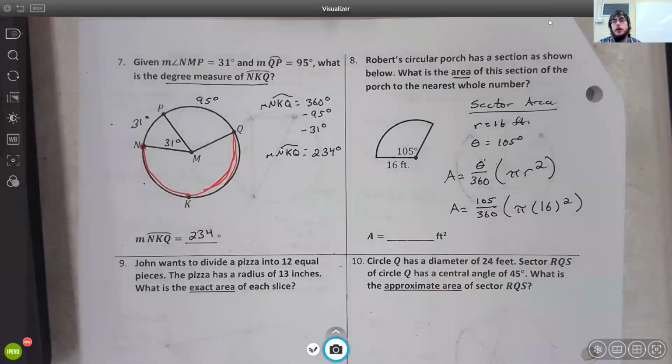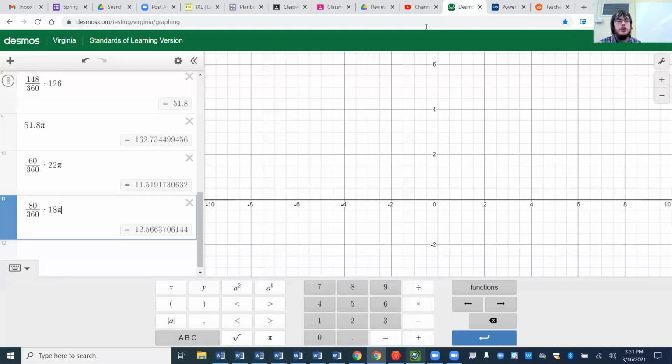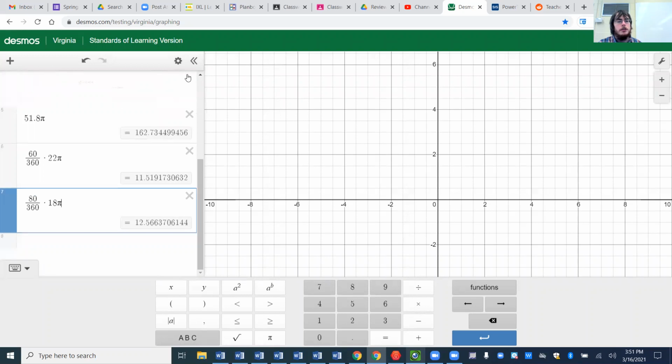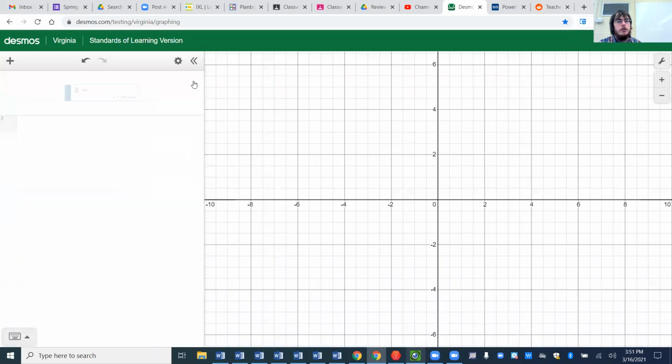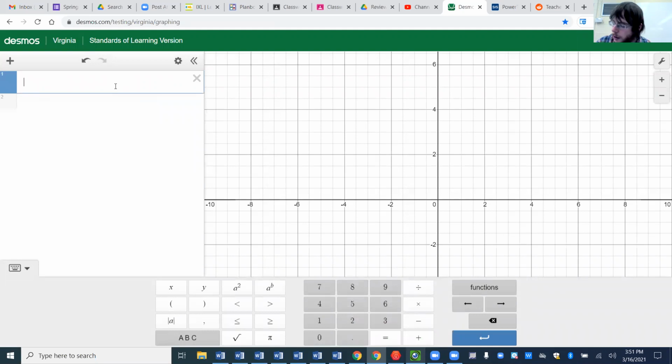So when we go into our calculator, Desmos or whatever else you're using, let me clear all this away. Whenever you do that, you divide 105 by 360, and then times pi, and then times 16 squared. And you get that your area is approximately equal to 234.57, but it wanted it rounded to the nearest whole number, which is 235. So your area there is 235.